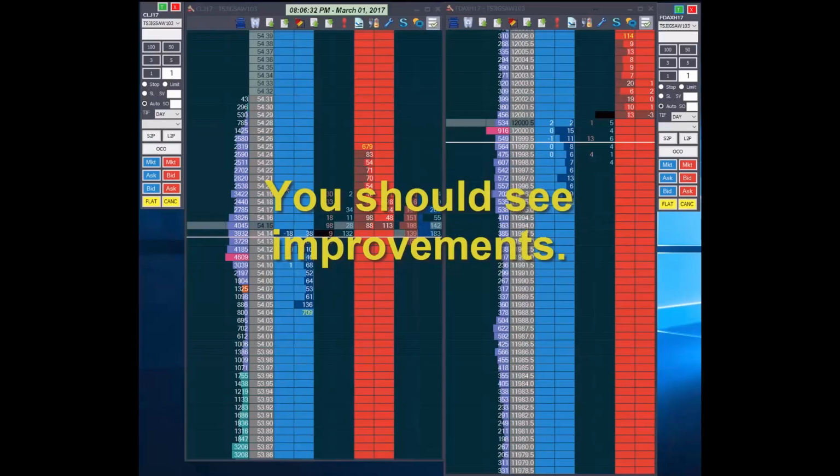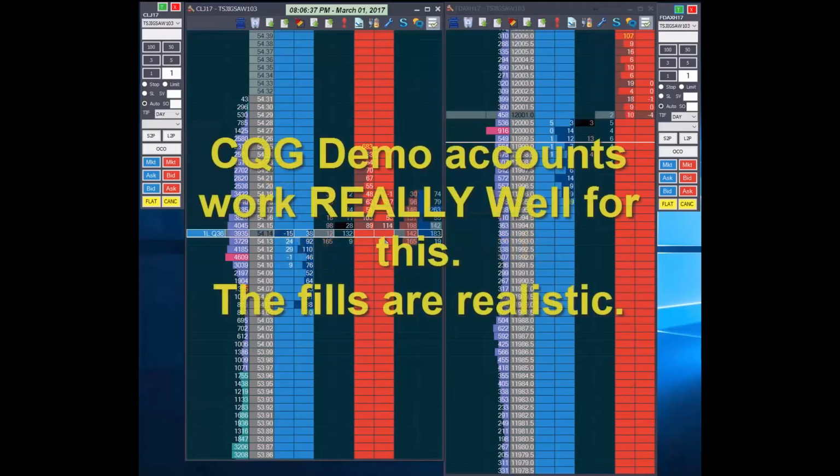Now I'd recommend you get a CQG demo account to do these drills, because the fills on those demo accounts are very accurate. Doing this with a platform-based simulator like a NinjaTrader simulator is pointless, because the fills won't be realistic. If you look at the description for this video, we'll actually give you the links to a CQG demo account.